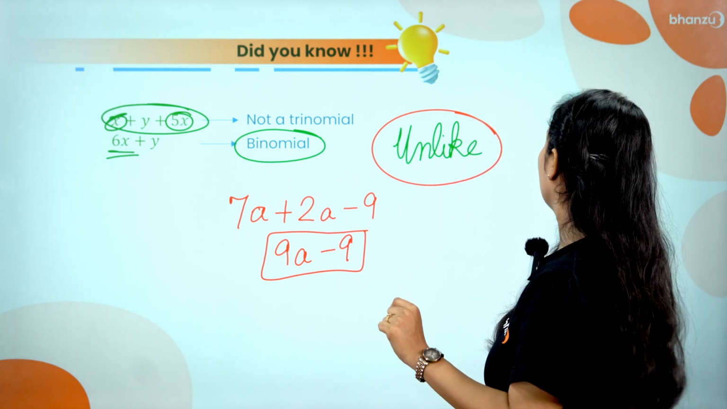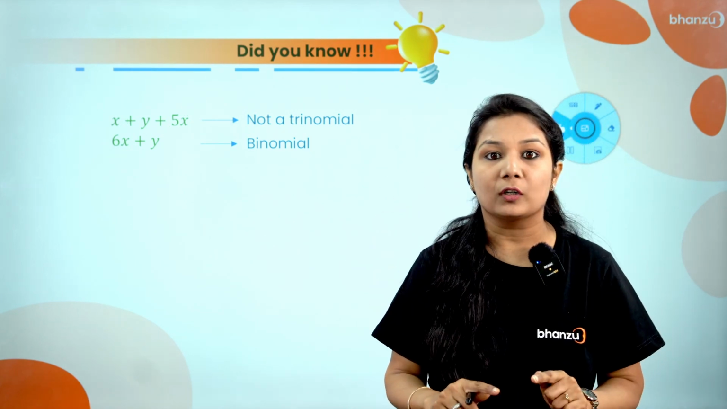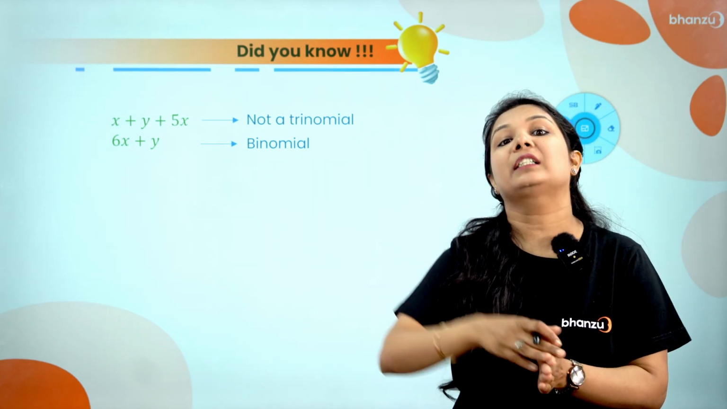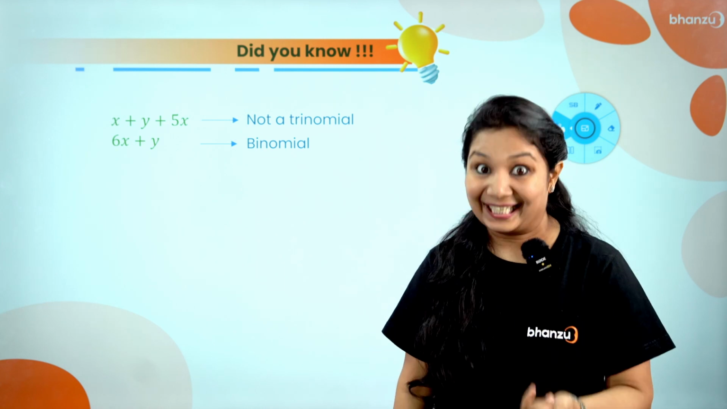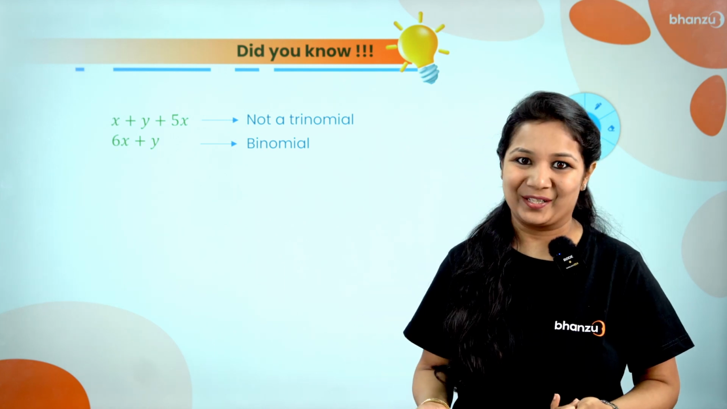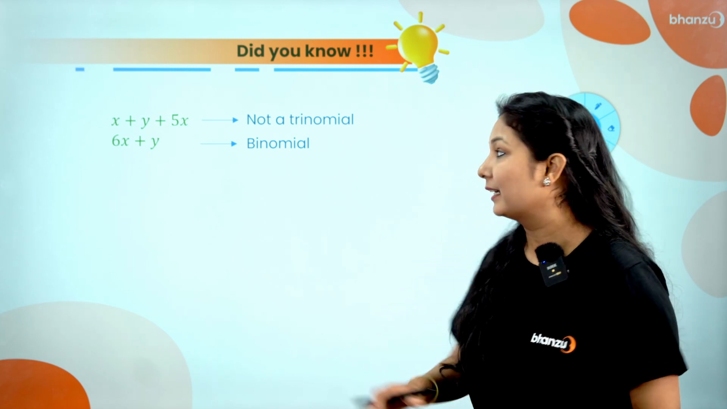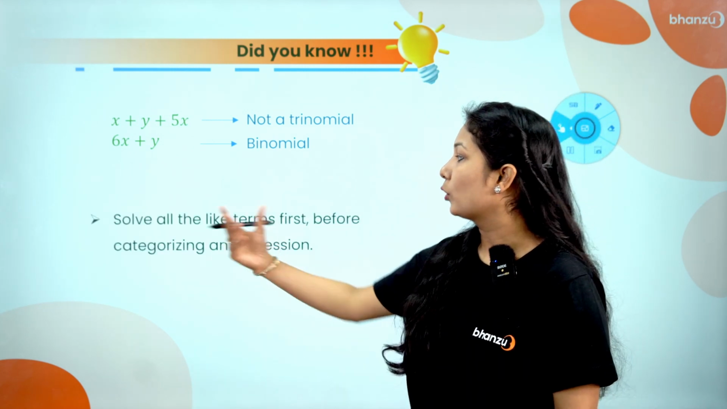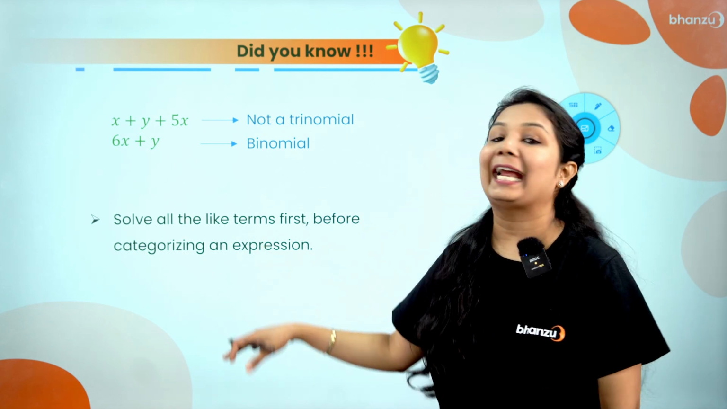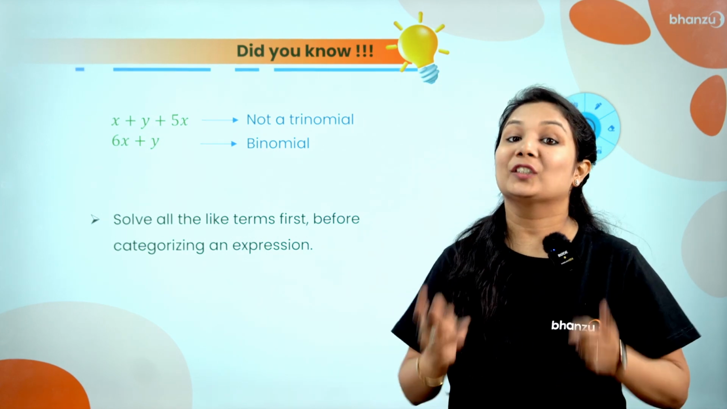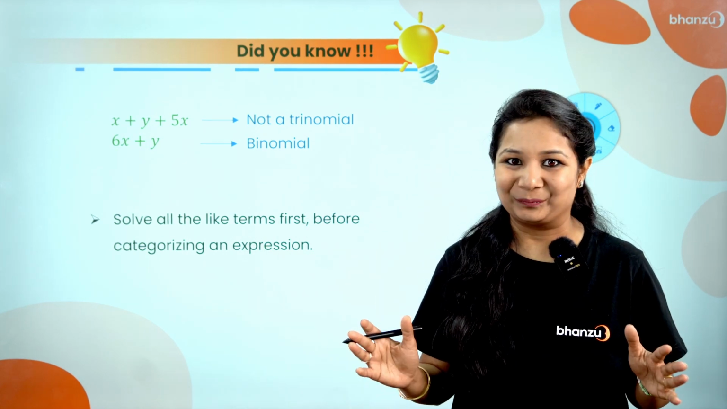So be careful whenever you are checking the number of terms, you should also check the type of term, whether they are like terms or unlike terms. So it should always be unlike terms to categorize them, right? So solve all the like terms first, then categorize as an expression. So that would give you the clear answer.